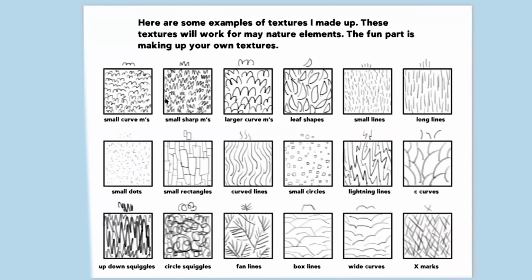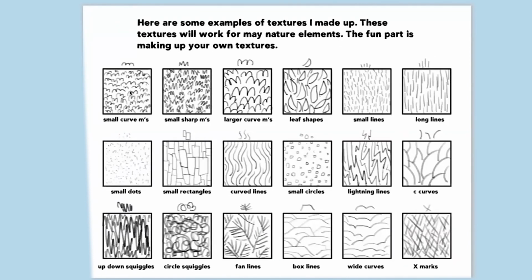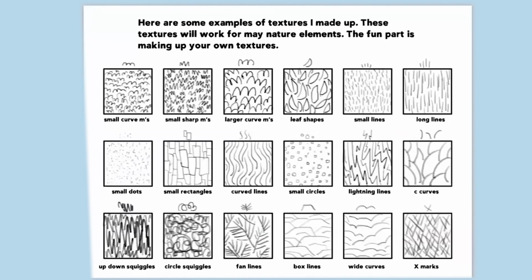You could just invent different squiggles. See, these are kind of like M's. These are like M's with sharper edges. And you could even go larger with some of these squiggles. So depending on how large you go, you'll make different textures and look like different things.